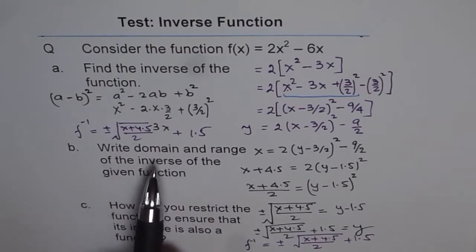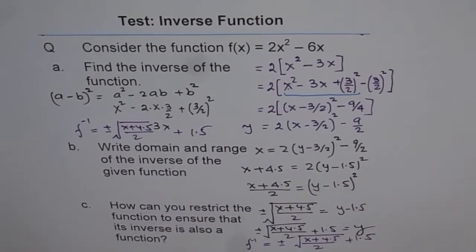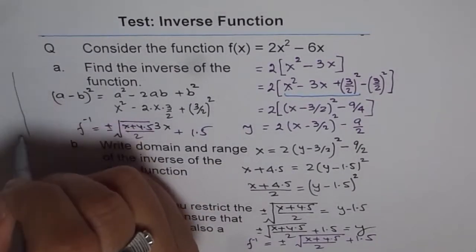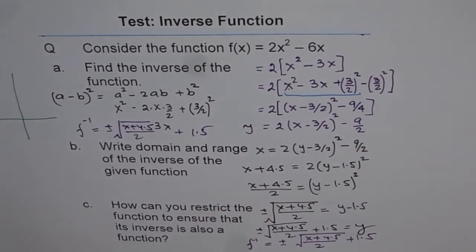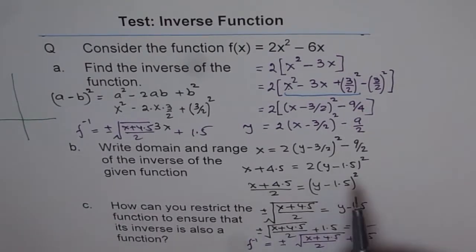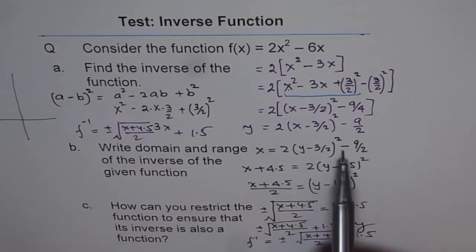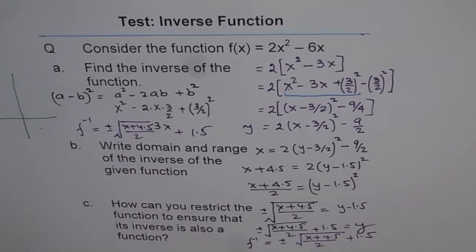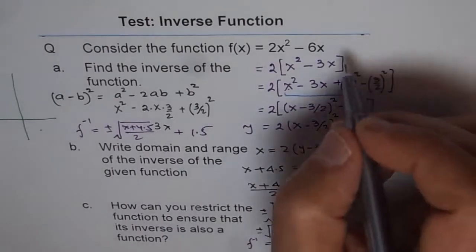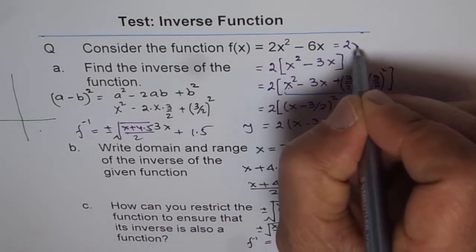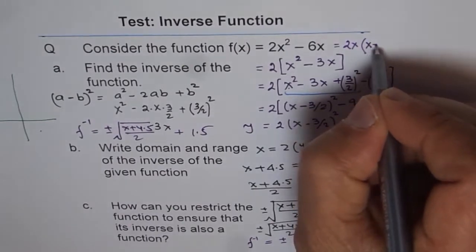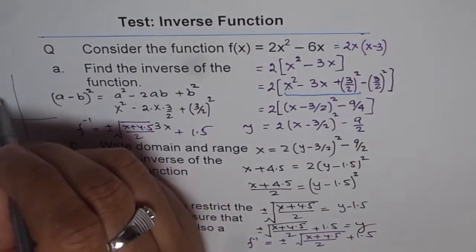Now we need to write the domain and range of the inverse of the given function. For domain and range, I recommend that when you have these functions, you sketch them. Just sketch this function. As you can see from completing the squares, the vertex of the function is at 1.5, minus 4.5, so it's kind of here, right? And second, you could also factor it. Let me write that in factored form also. You could do 2x, and you will get x minus 3. So the graph actually goes like this.